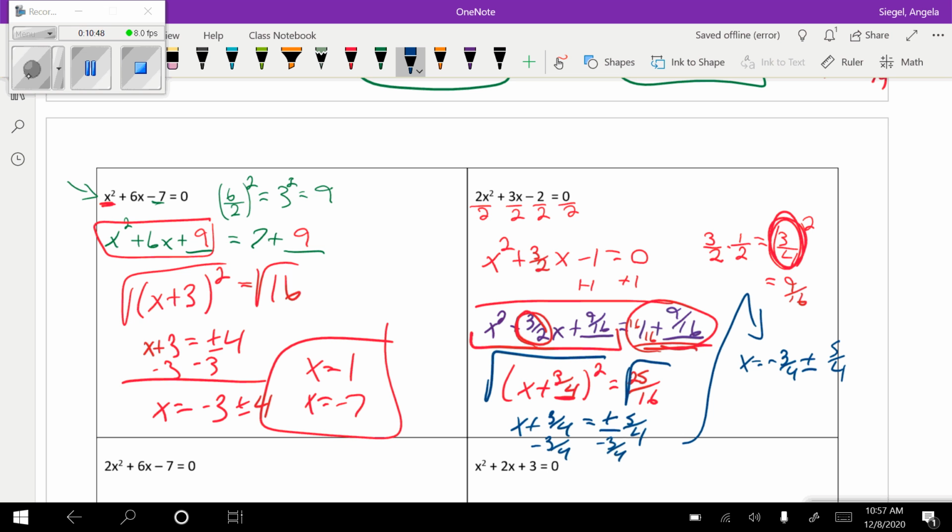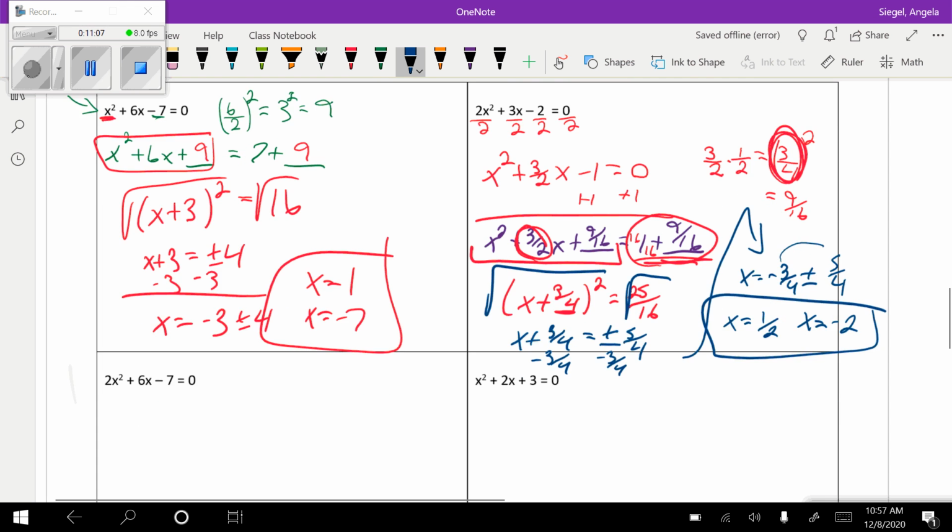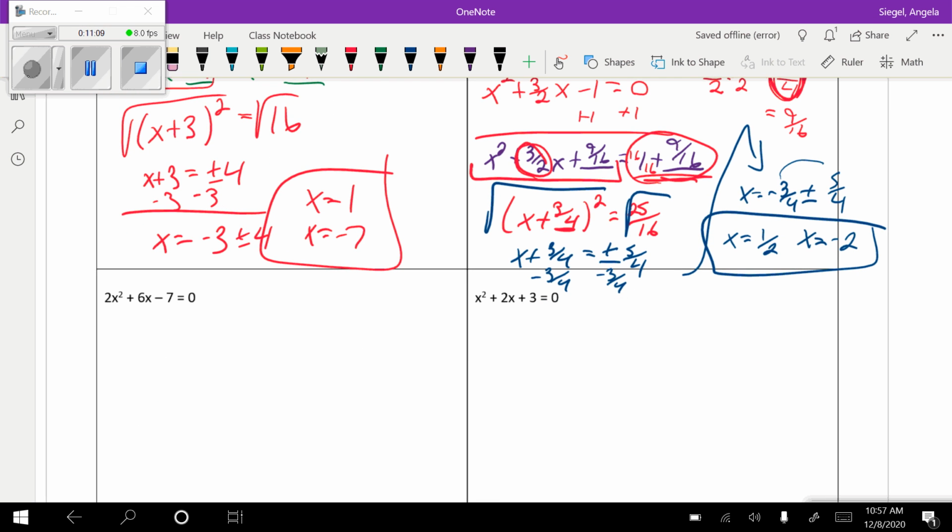And then I'll just simplify that. Negative 3 plus 5, that's going to be 2/4, which is going to be 1/2. And negative 3 minus 5, which is going to be negative 8/4, which is negative 2. So those are my two answers. Okay, see if you can do this next one on your own.